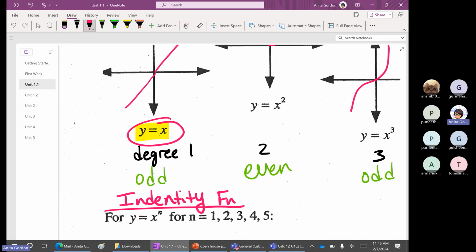Also, from now on, I do not like to write. That's why I'm a math teacher, not an English teacher. EQN is equation, FN is function. I will not be writing the whole words out. They take too long.